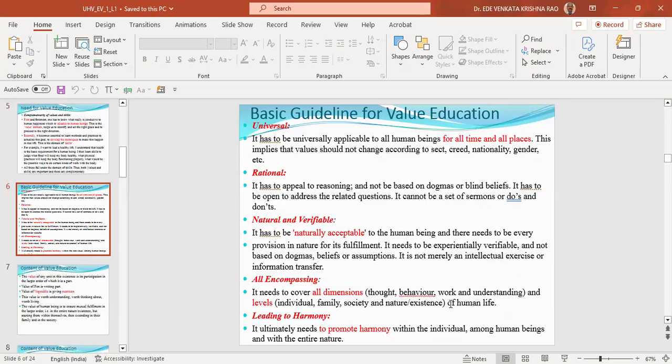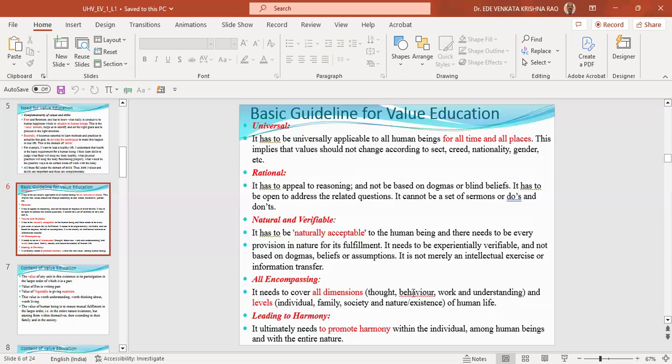So what are the guidelines for value education? It is universal, for all times and all places. Value education for a human being, anywhere it is required, that is universal. And it is rational. So it should not depend upon any beliefs or blind beliefs or do's and don'ts. It is rational for all, natural and verifiable. So it is naturally acceptable. You have to be happy, that is naturally acceptable.